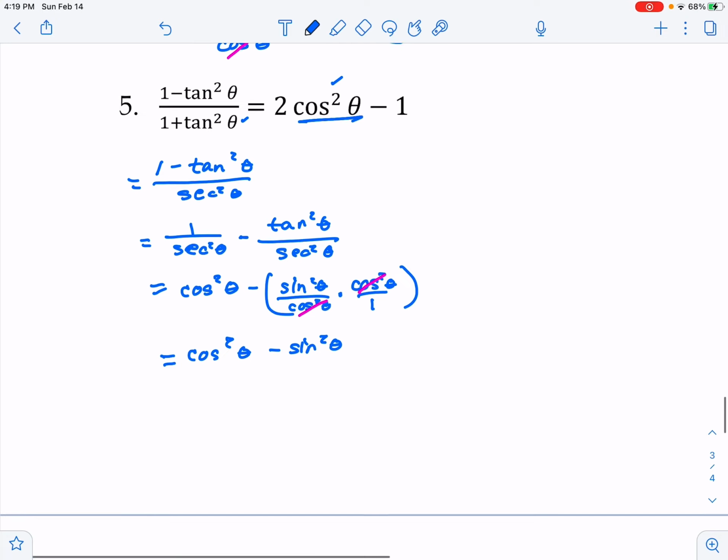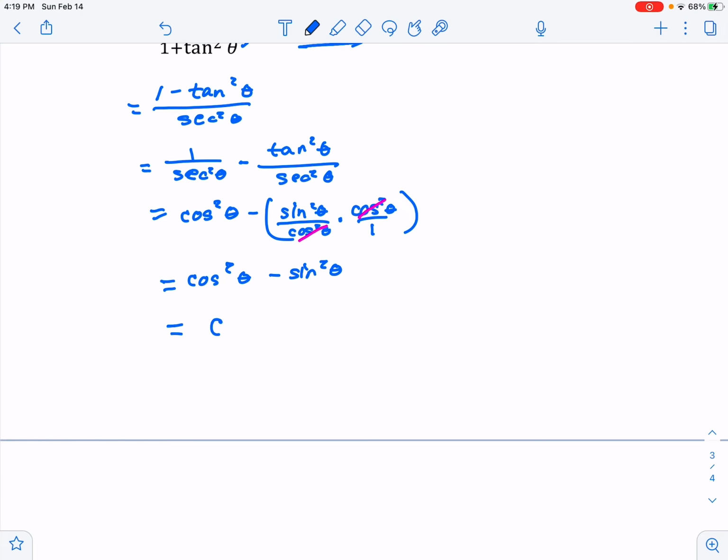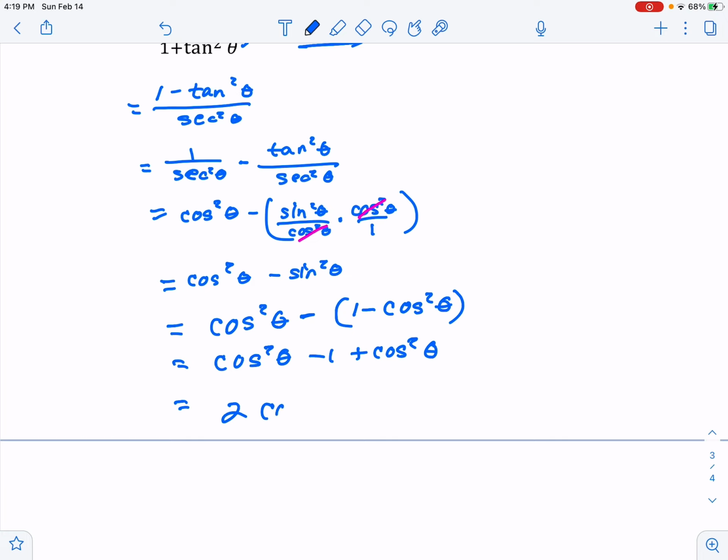So using the Pythagorean identity, I can change the sine squared into 1 minus the cosine squared. Distribute your negative, and you get cosine squared of theta minus 1 plus the cosine squared of theta. And that's equal to 2 cosine squared theta minus 1. And that's what I was supposed to get. I did it.